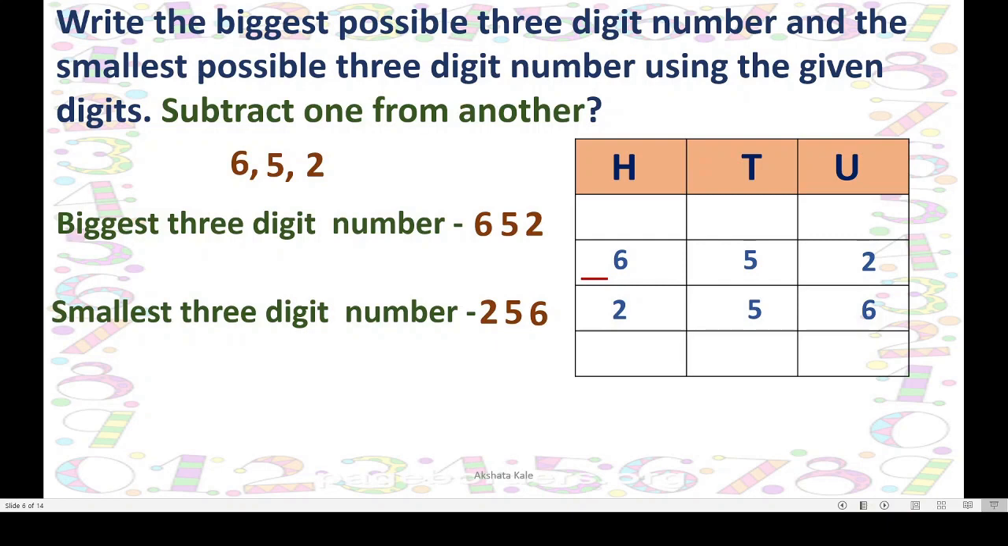2 minus 6 not possible. So it borrows from tens place and it becomes 12. And 5 becomes 4. So 12 minus 6 is 6. And 4 minus 5 again not possible. So 4 tens borrows from 600.